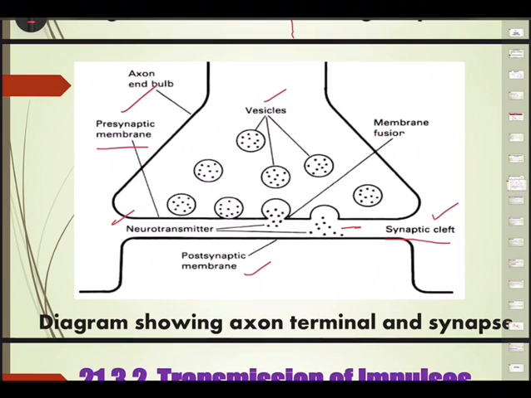In between the two membranes, a very small minute space is there. That space is called the synaptic cleft. The postsynaptic membrane contains receptor sites. So on this membrane there will be receptor sites here, and these receptor sites receive neurotransmitters.